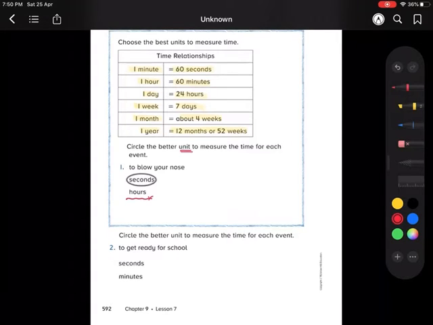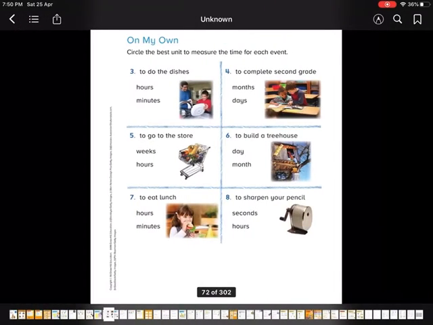To blow your nose, do you need hours to blow your nose? Of course not. So, seconds is the correct answer. Here, to get ready for school, how much time do you need to get ready for school? Of course, not seconds, you can't. If I said 1, 2, 3, can you become ready for school? Of course not. You need minutes.